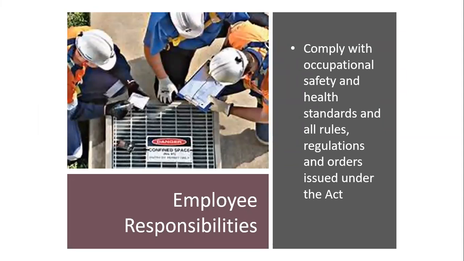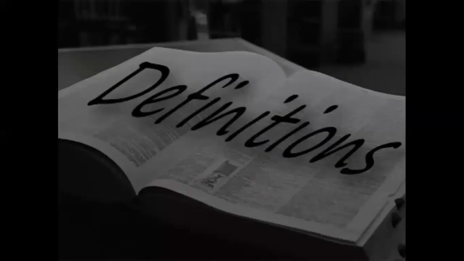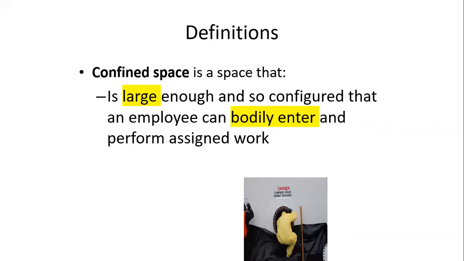Now, the employee, they have responsibilities as well. They have to comply with the standards under the Act. Now, let's move over to definitions. Definitions are very important. They're going to tell us not only about the Act, but about how we will be able to operate. So we have to understand a few things before we can actually establish permit programs, etc. So now we're going to go through a series of definitions.